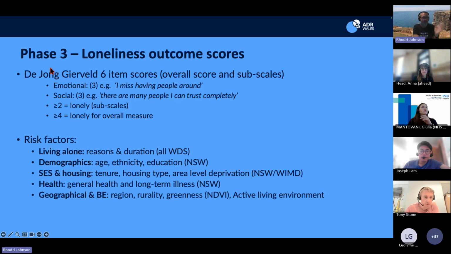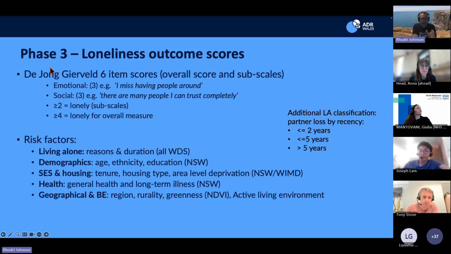The risk factors, very briefly: living alone, as we've discussed, general demographics, social SES and housing, so tenure, housing type, area level deprivation, age, ethnicity, education, health, general health, and long-term illness. Generally in SAIL, I would look at the linked health records. For this study, I just used the National Survey for Wales data as it would have taken a lot more time than we had available. And then finally, some geographical and built environment metrics that we use a lot. I haven't talked about them in detail. So region, rurality, greenness, NDVI, and the active living environment, ALE.